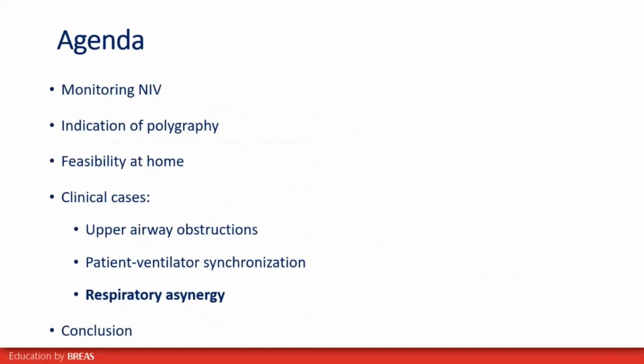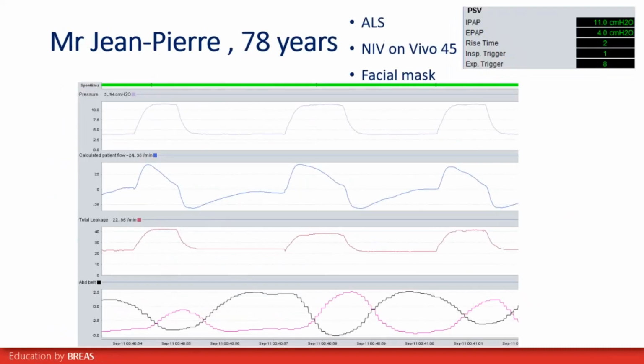Let's finish with the respiratory asynergy. So it's less common cases. Mr. Jean-Pierre, 78 years old, treated for an ALS also. He's at the beginning of the treatment, so quite low pressure, EPAP 4, IPAP 11.